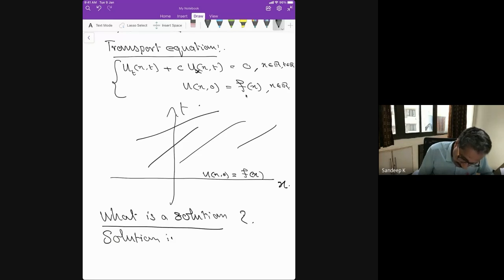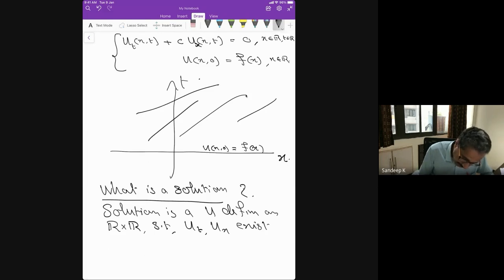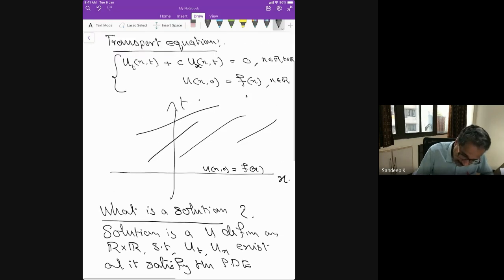A solution is a u defined on R cross R such that the partial derivatives u_t and u_x exist and it satisfies the partial differential equation, or simply the PDE. So partial derivative u_t should exist, partial derivative u_x should exist, and it should satisfy this equation. And at time t equal to zero, it also should satisfy the initial condition.